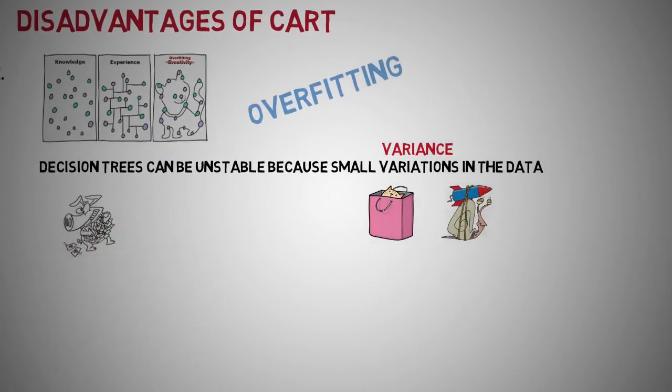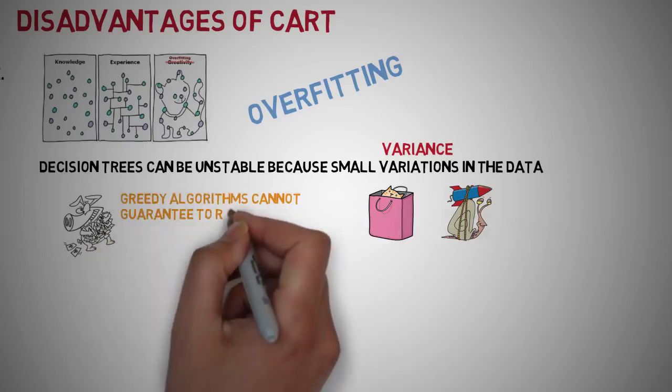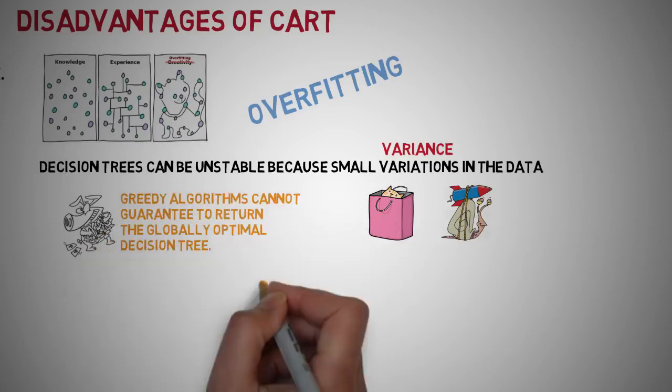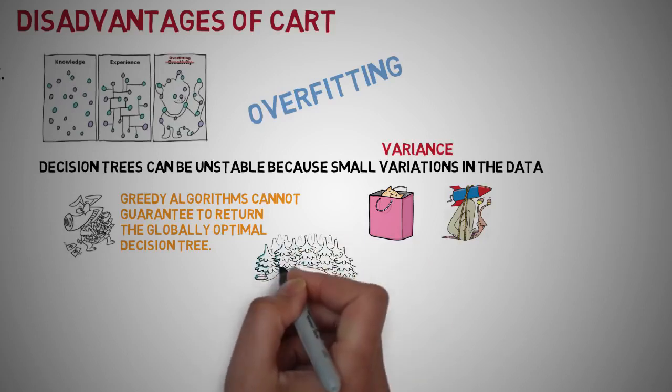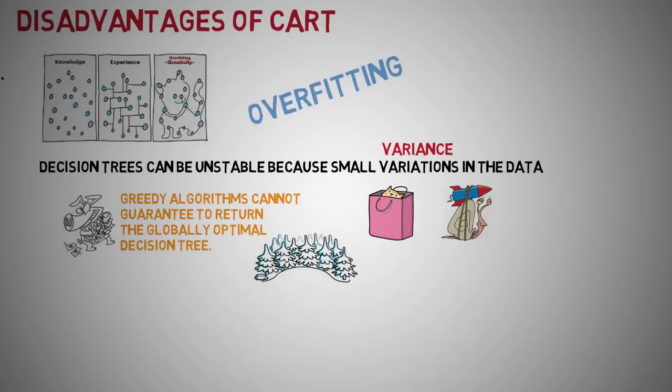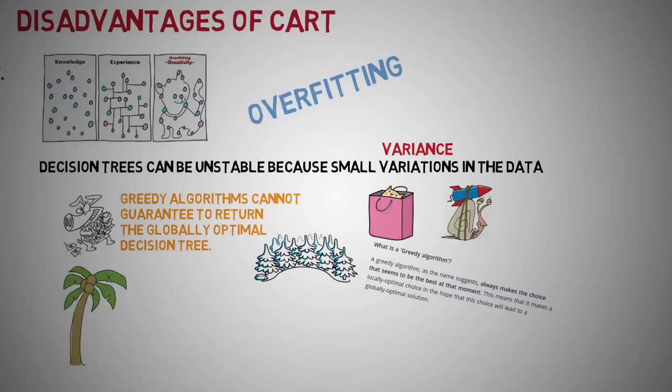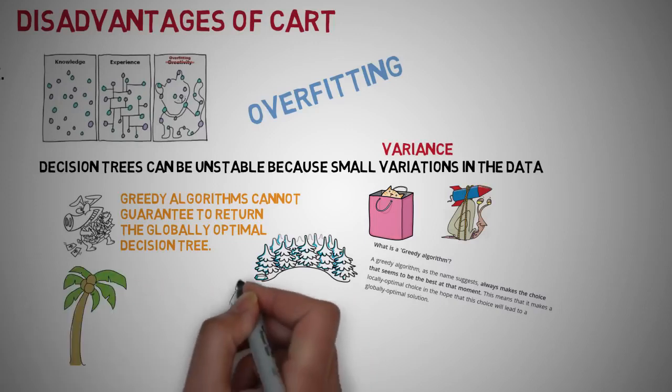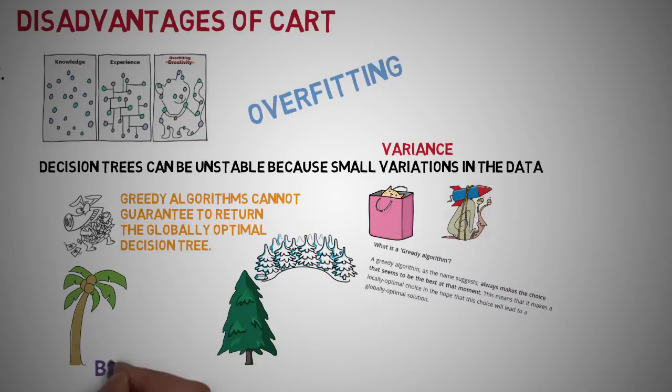Greedy algorithms cannot guarantee to return the globally optimal decision tree. This can be mitigated by training multiple trees, where features and samples are randomly sampled with replacement. Decision tree learners also create biased trees if some classes dominate. It is therefore recommended to balance the dataset prior to fitting with the decision tree.